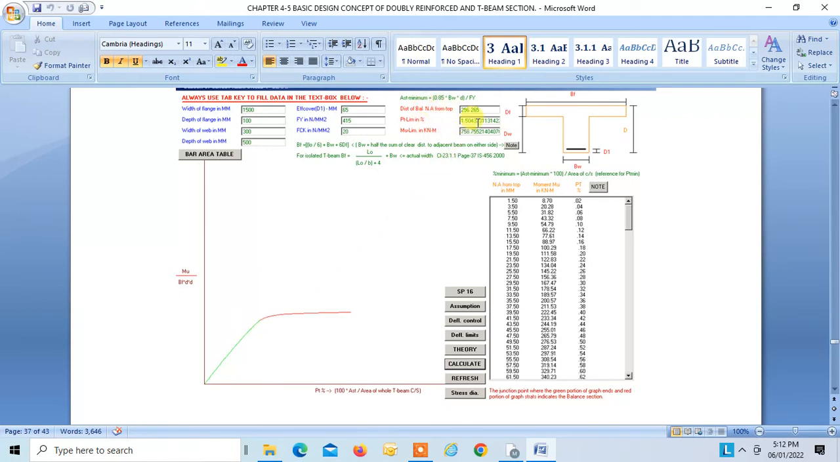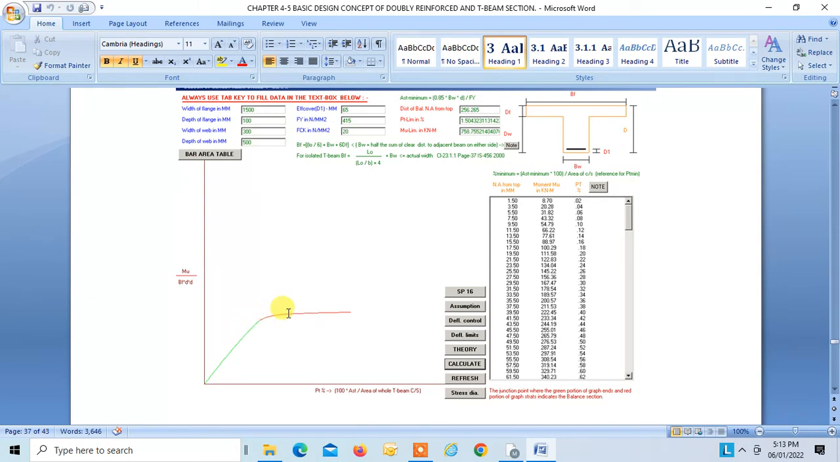Detail of balance sections are shown over here. This is XU max, this is PT limit, this is MU limit, right? Now we can see over here that when the section is under reinforced, the graph of moment to the percentage of steel varies linearly. As you increase the percentage of steel, the moment carrying capacity also increases. But as it becomes the over reinforced section, though you increase the percentage of steel, the moment carrying capacity does not increase. So this is very important, right?